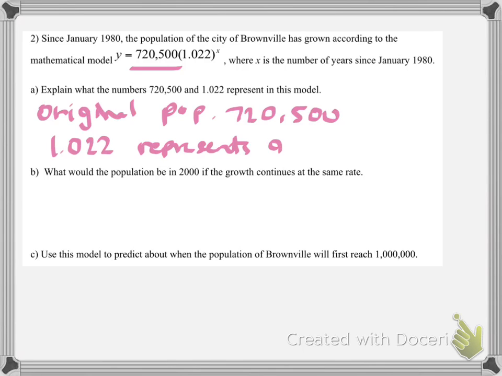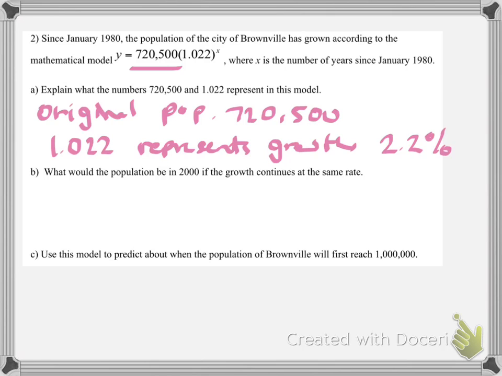And it actually means that you are growing by a certain amount. If you take 1 away from the 1.022, you would get 0.022. And if you move that decimal place twice, you would see that that is 2.2%. That's what that 1.022 means. It means you're growing by 2.2% every single year.